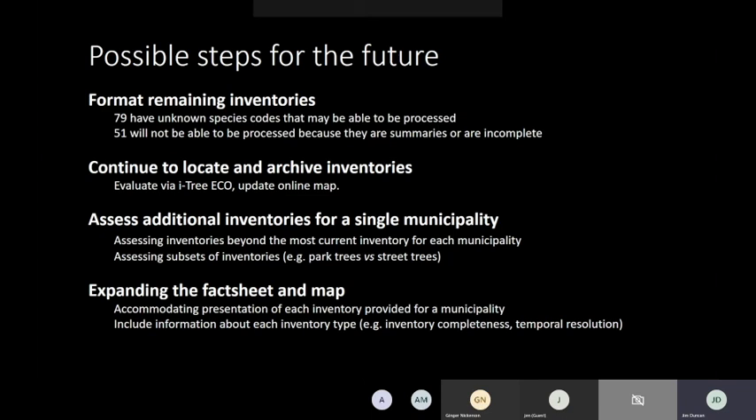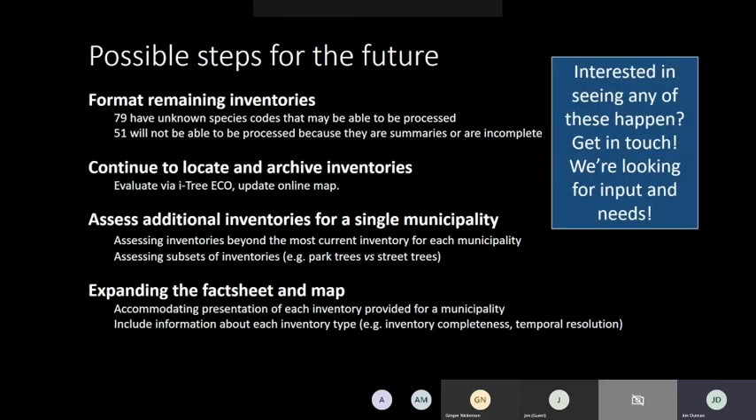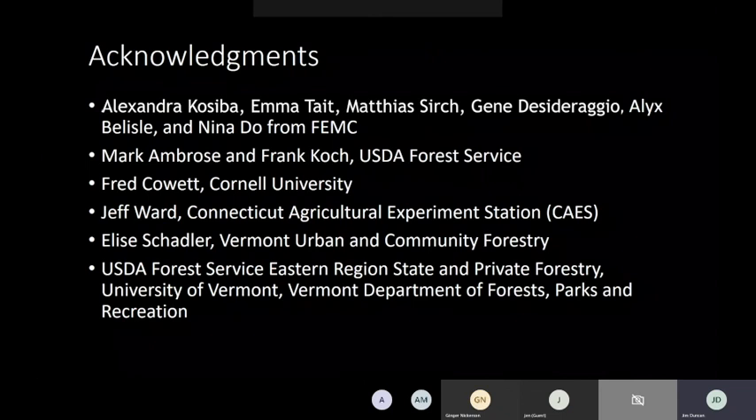FEMC as an organization is closing this up, but if there's requests, we can certainly take those back. But also, if anyone's interested in seeing any of these happening, we could get in touch and talk about what the needs are. I think having some feedback from the community and from the larger group about how we can make this better and more usable can help our governing committees figure out if this is something we should keep working on. So with that, I'm wrapping up the portion I wanted to present on.